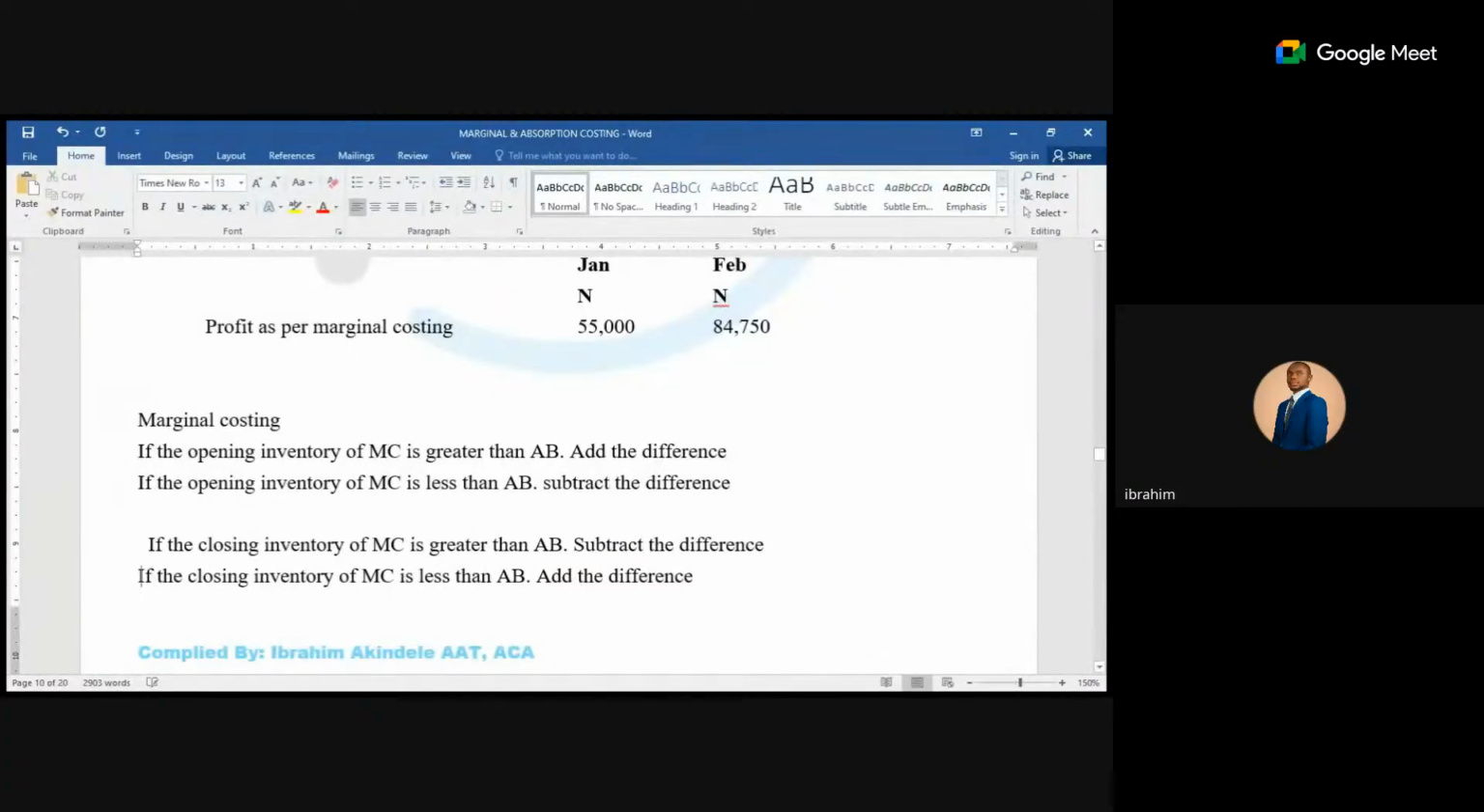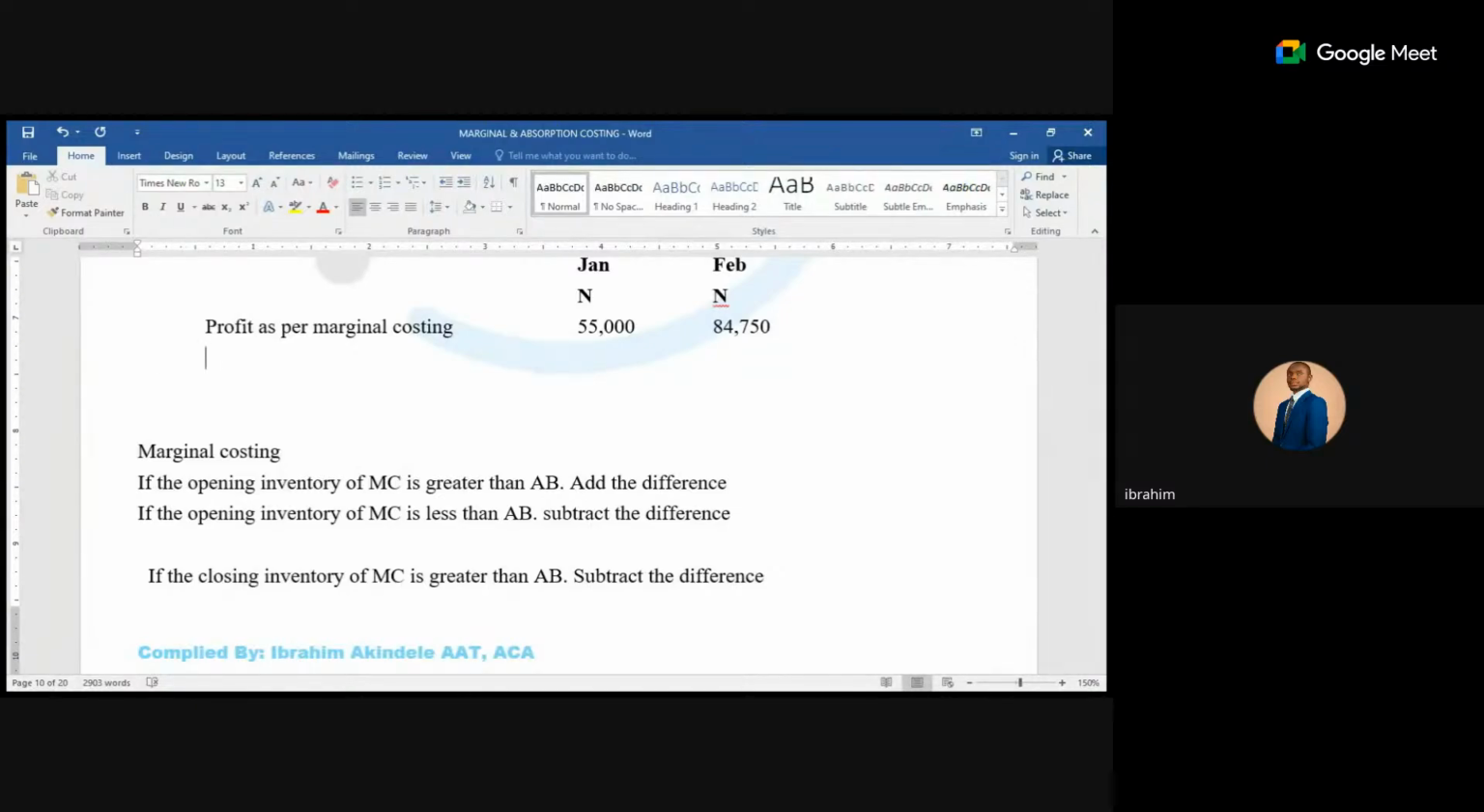Class, am I communicating, please? Yes, sir. Okay, this is how you will do your reconciliation. Why do you have to do it this way? The reason you have a difference in the profit is because of the difference in the valuation of the inventory. Now, let's start.